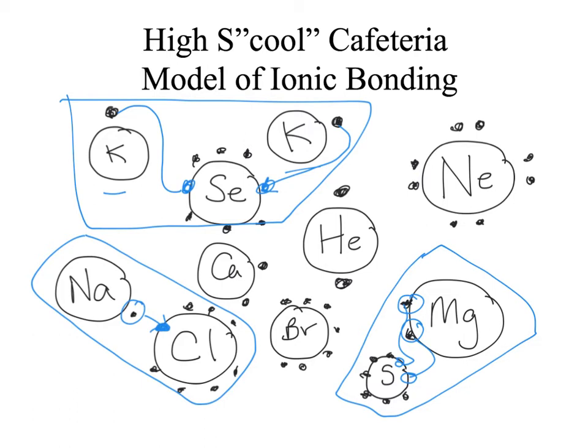So this analogy of the periodic table high school cafeteria model is a great way to visualize what's happening when ionic compounds are created. The idea that noble gases are stable with full valence shells, and therefore they don't bond with other atoms, they're not reactive, whereas atoms that don't have full valence shells are reactive because they're looking to fill their shells to become stable. And that's why ionic bonding happens.